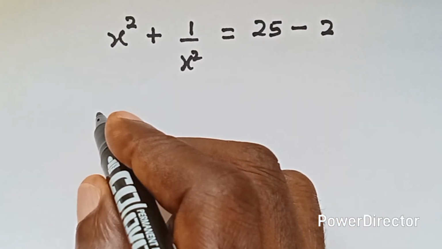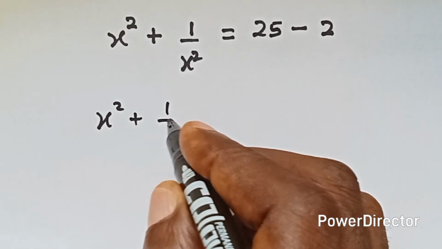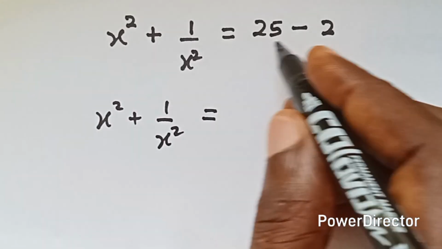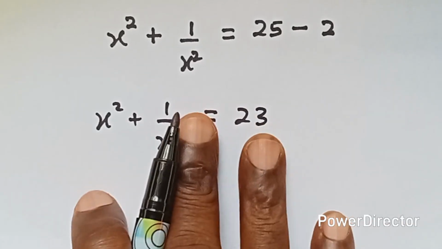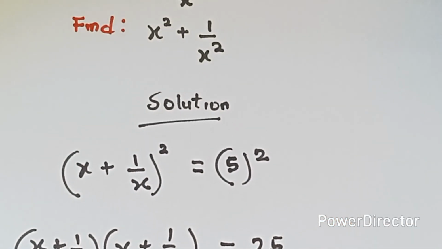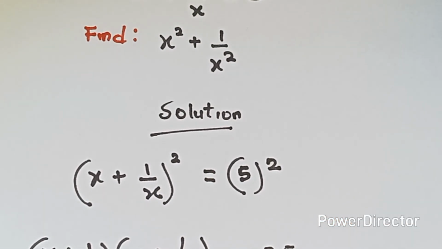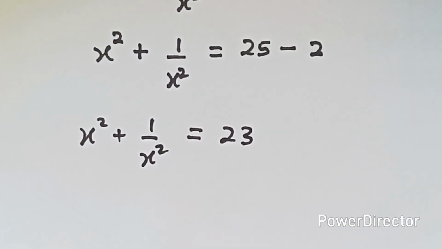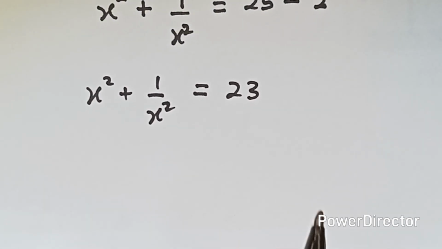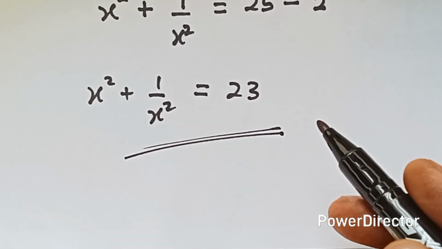So x squared plus 1 over x squared equals 25 minus 2, which gives us 23. Remember that the question says that we should find x squared plus 1 over x squared. That is what we have already calculated to be 23. That means our final answer is 23.